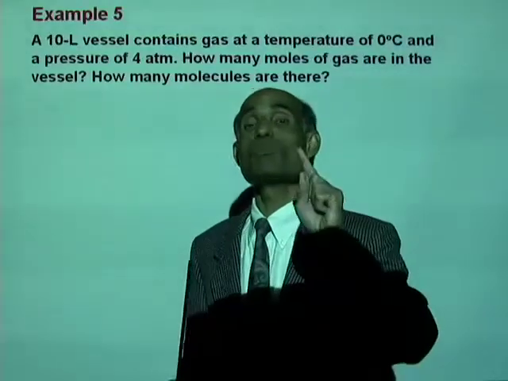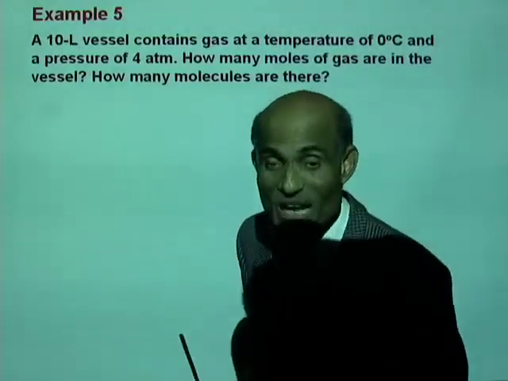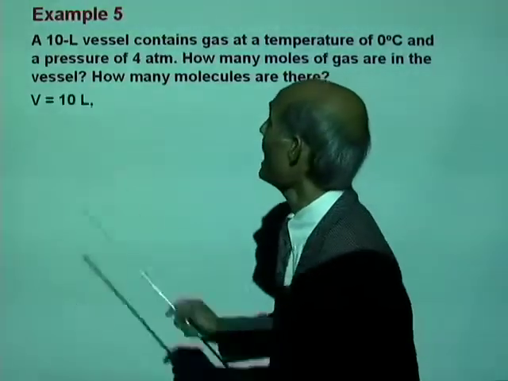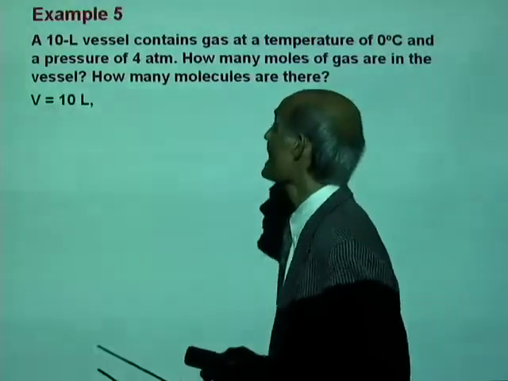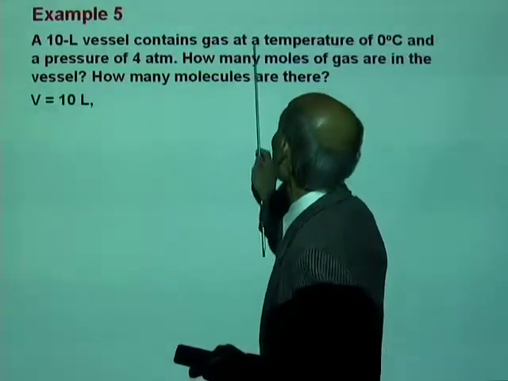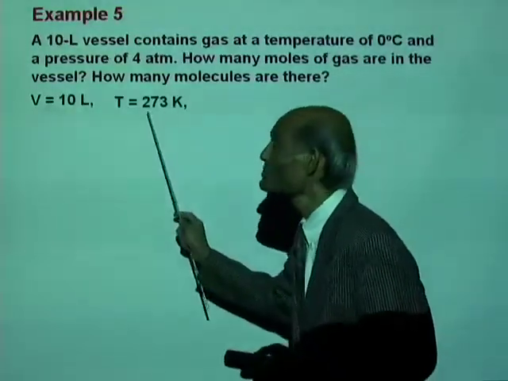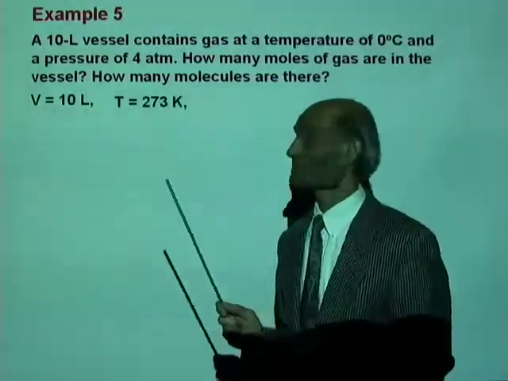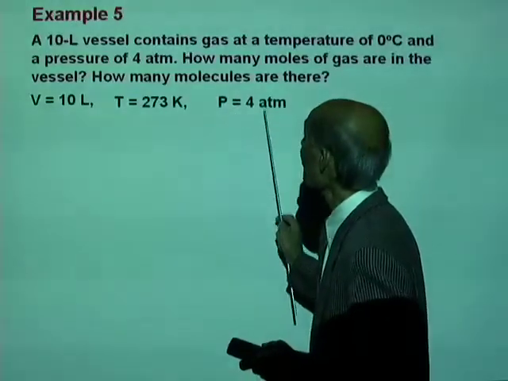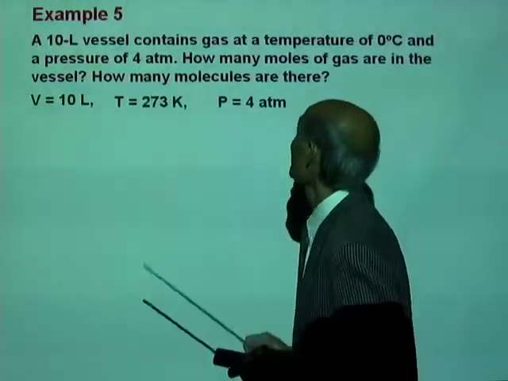Obviously, you need to go back to the ideal gas law. What do we know here? We know the volume is 10 liters at a temperature of 0 degrees Celsius. The temperature is 273 Kelvin. Pressure is 4 atmospheres.